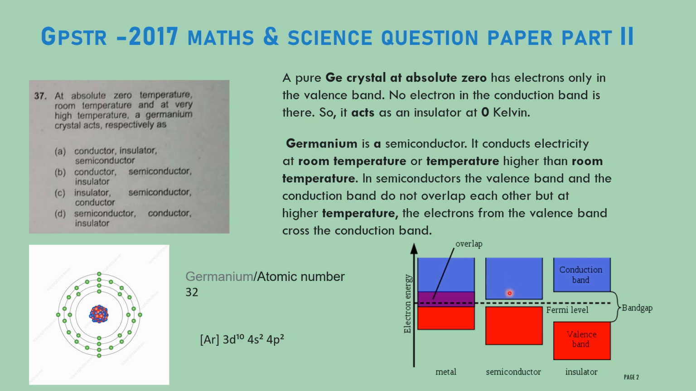Here they are telling, in a semiconductor, in this case the germanium crystal, you can identify the conduction band and valence band. They do not overlap at room temperature, but as the temperature increases, the valence band and conduction band overlap. Therefore, at higher temperature, the germanium crystal behaves as a conductor. These points you have to remember. Therefore, the correct answer for this question: the germanium crystal at 0 Kelvin acts as an insulator, at room temperature it acts as a semiconductor, and at higher temperature it acts as a conductor.